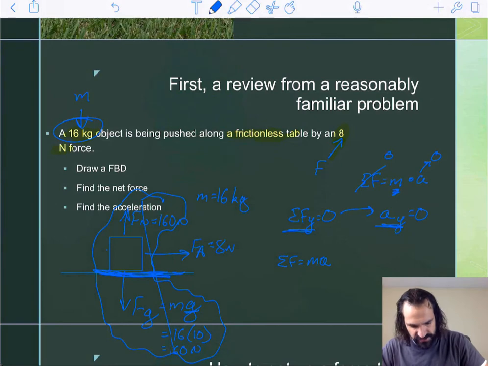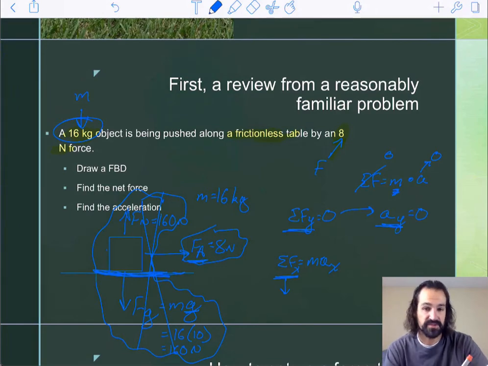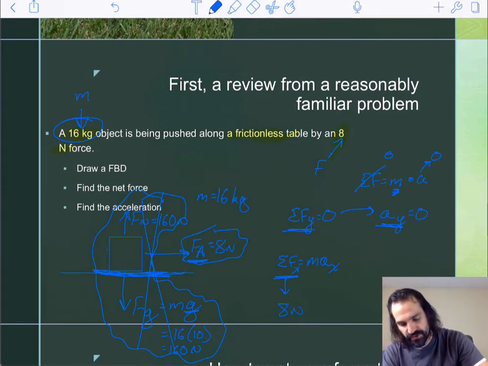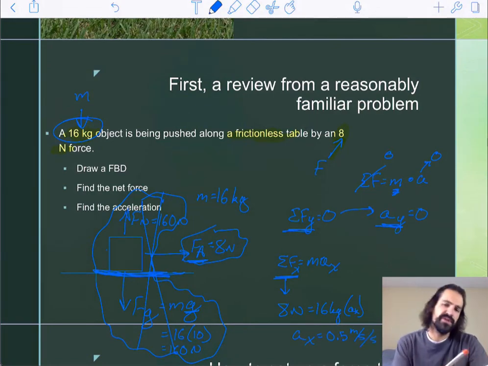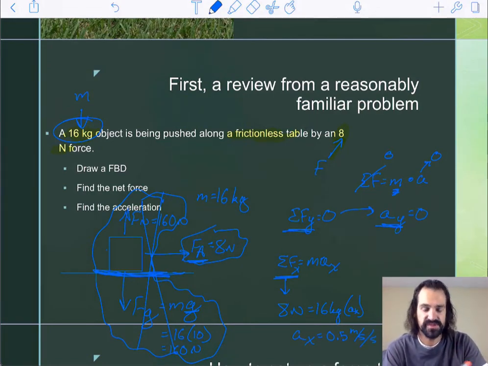Well, our vertical forces have canceled out, and if we're just looking at the x direction, net force x equals mass times horizontal acceleration. All of our horizontal net forces is, well, this applied force from the object being pulled. So that should be 8 newtons equals the mass, which is 16 kilograms, times the acceleration. A little bit of algebra will show you the horizontal acceleration is equal to 0.5 meters per second squared, meaning this box is going to get 0.5 meters per second faster every second.